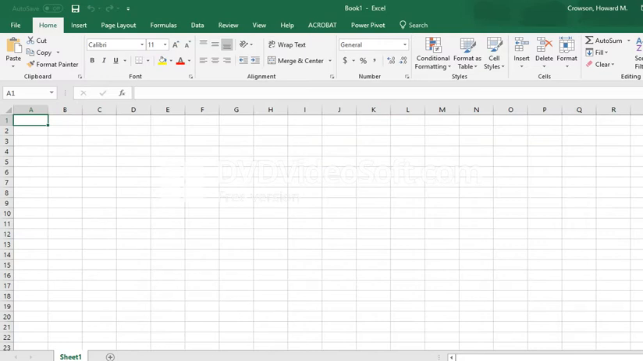So A1, this cell, is essentially reflecting row 1 and column 1. And then B5 right here, this is reflecting column B, row 5. This cell right here would be column C, row 8. So you can even see the numbers that appear over here whenever you're clicking a given cell.